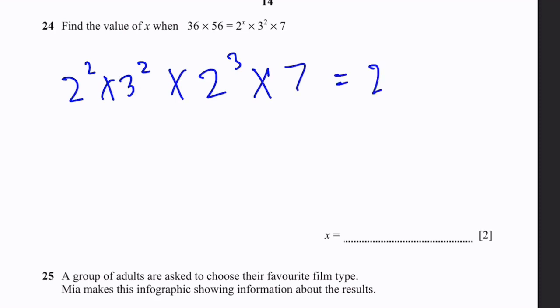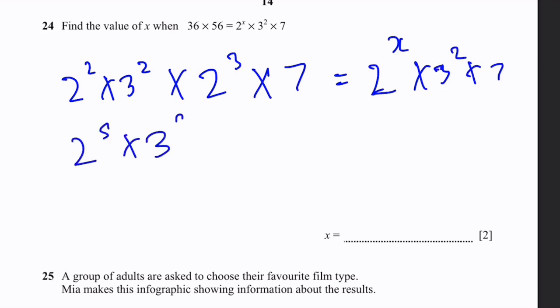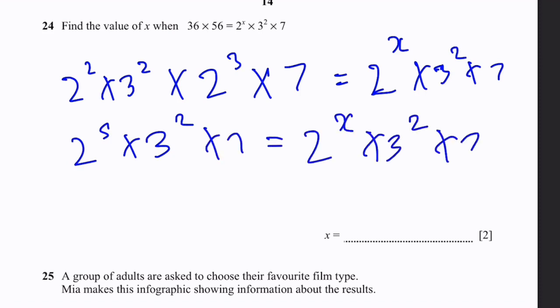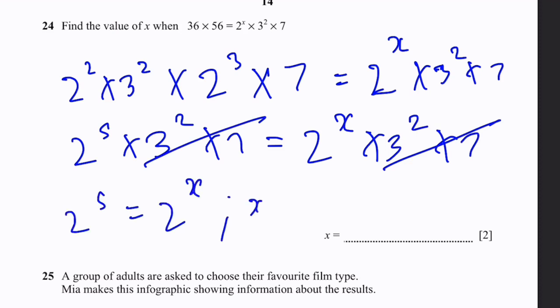So that's equal to 2 to the power x times 3 squared times 7. And now we can say 2 to the power 5 times 3 squared times 7 is equal to 2 to the power x times 3 squared times 7. Cancel 3 squared times 7 from both sides. 2 power 5 equals 2 power x, so that means x is equal to 5.